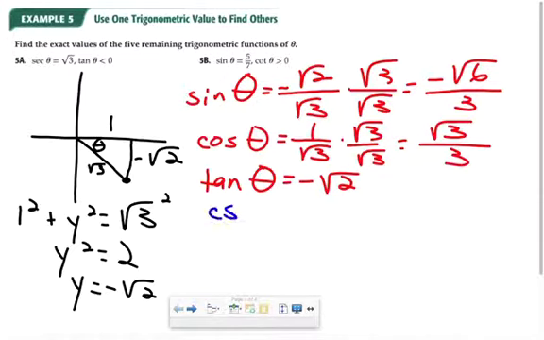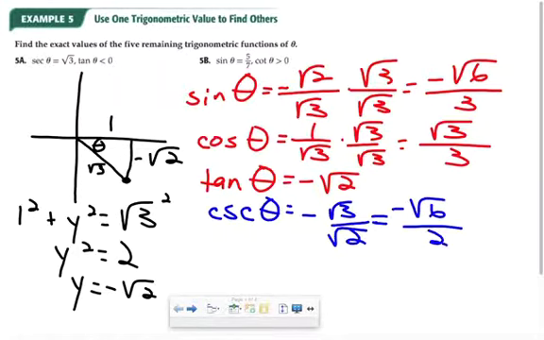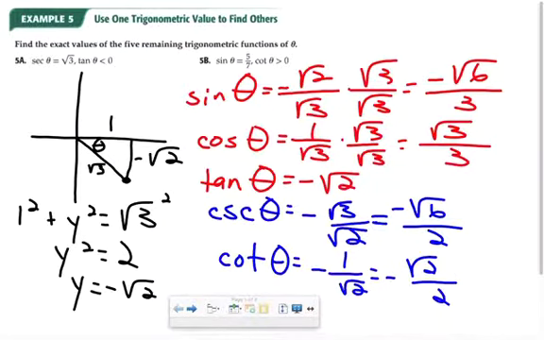The cosecant is the reciprocal of the sine, so that's negative radical 3 over radical 2. Rationalize that, and hopefully by now you don't need to see every single step of the rationalizing process, and you'll realize that that's negative radical 6 over 2. We already know the secant. The cotangent is the reciprocal of the tangent, so that's negative 1 over radical 2, and that will simplify to negative radical 2 over 2.